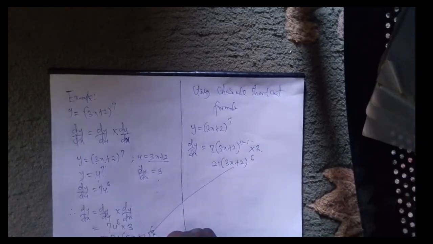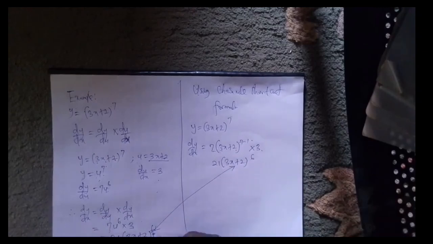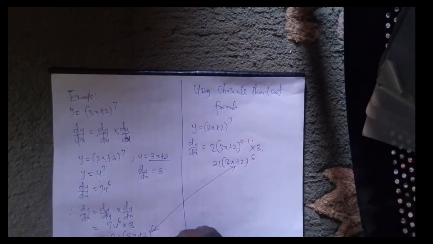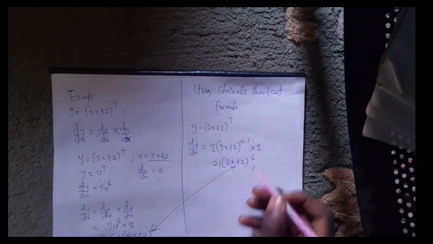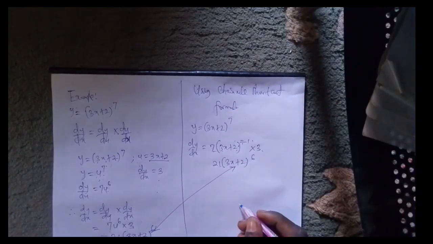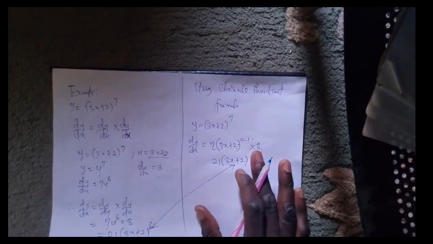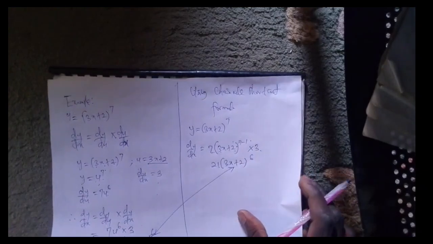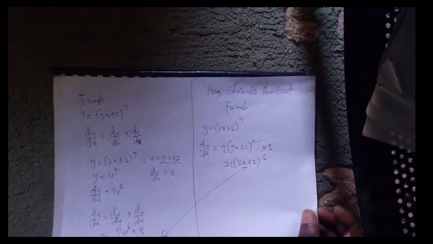Now relate this and see. You see? 21, 3x plus 2, power 6. How many steps? In just one step or 2 steps, you are done, right? And that is it. So now, another example.